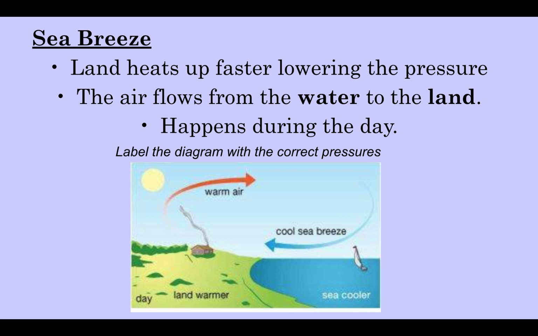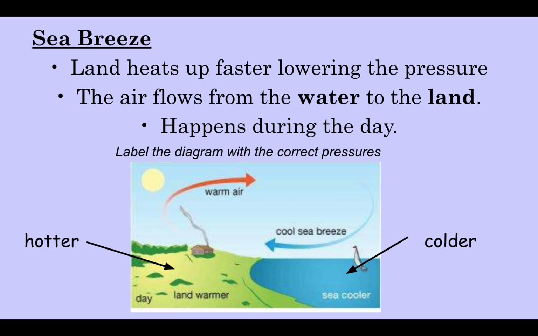So, during the day, when the sun is out, the land is going to heat up a lot faster than the water. That is because the land has a lower specific heat, so it doesn't take as much energy for it to heat up. The water with a much higher specific heat is going to take a lot longer to heat up. So the land is going to get hotter, and the water is going to be colder.